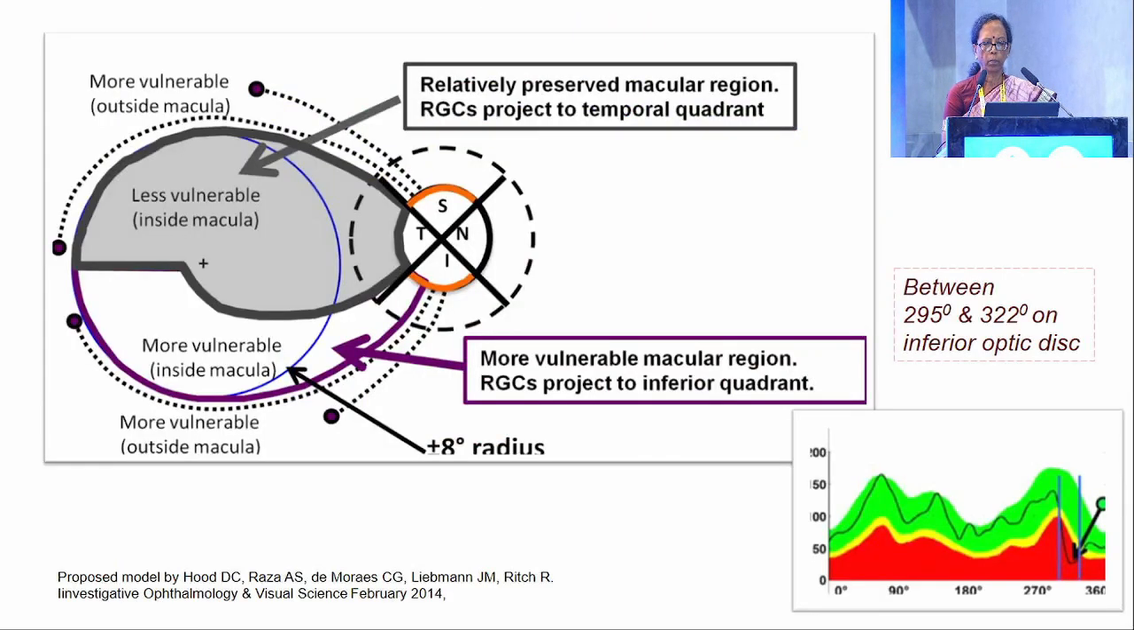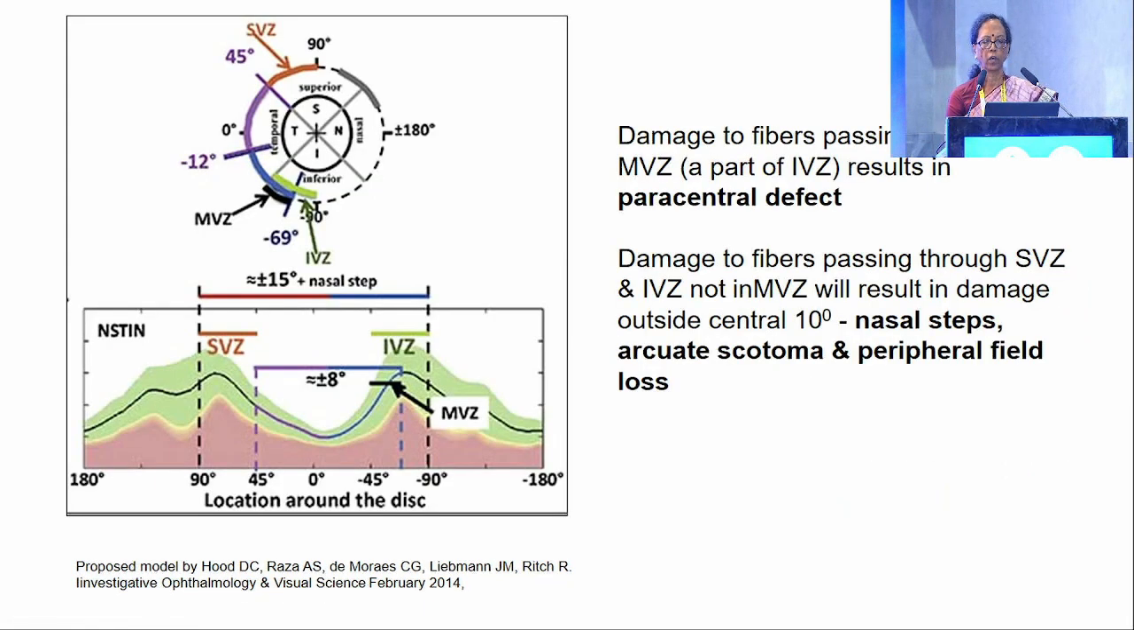And here Donald Hood conceived a model, which tells us that the less vulnerable area inside the macula is the temporal region, which is least affected due to the papillomacular bundle, and the more vulnerable area is the inferior retinal area, which lies between 295 and 322 degrees on the inferior part of the disc. Damage to the fibers passing through the superior and inferior vulnerable zones, which are not in the macular vulnerable zone, causes nasal steps, arcuate scotoma and peripheral field defects, whereas the fibers coming from the macular vulnerable zone cause paracentral defects.